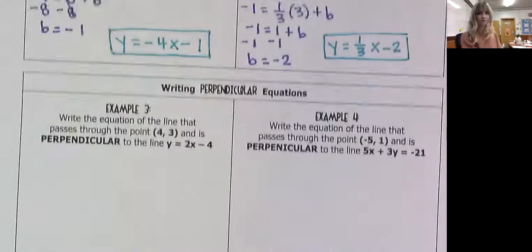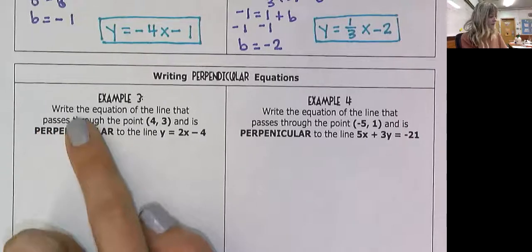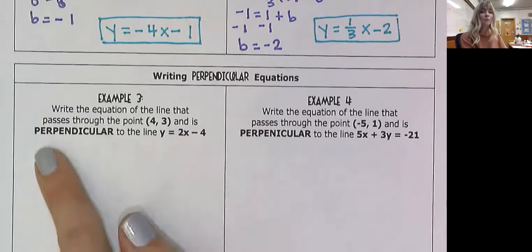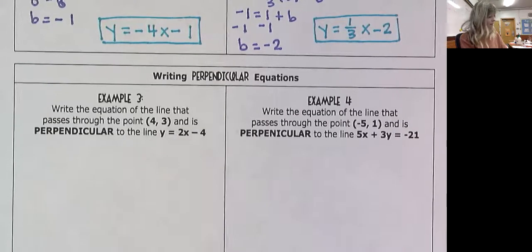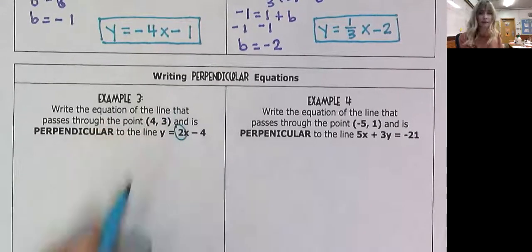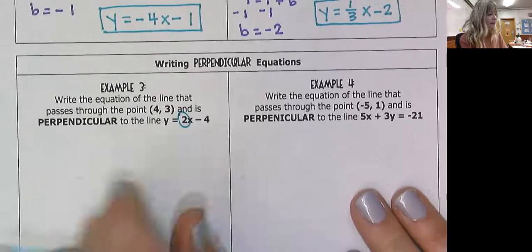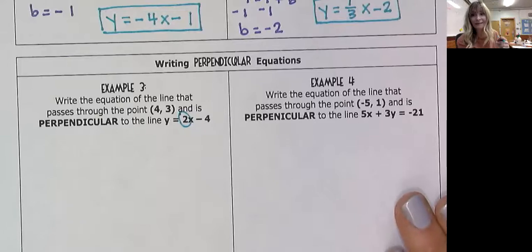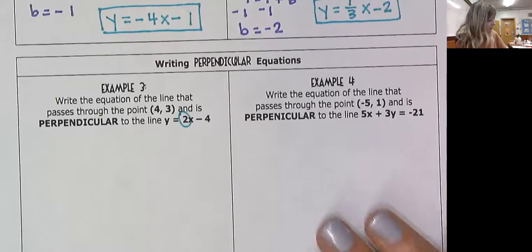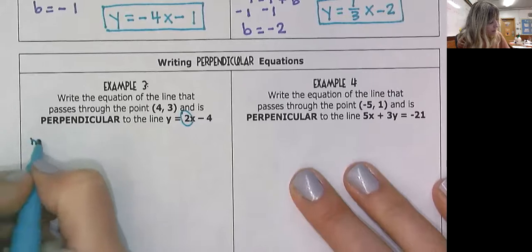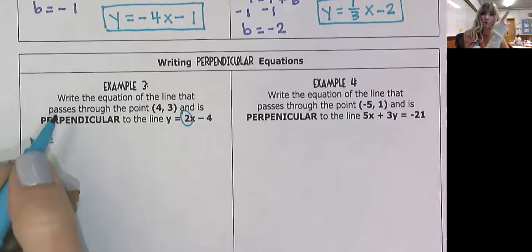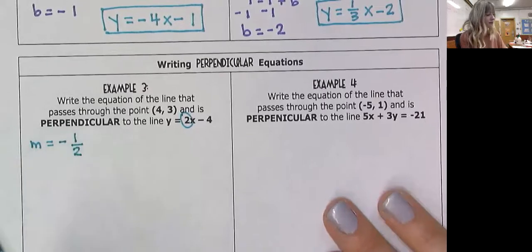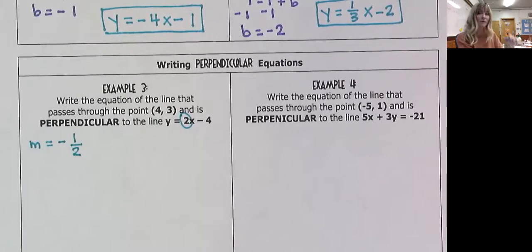So right down here. Write the equation of the line that passes through the point (4, 3) and is perpendicular to this line. So here's the slope right here, because it's already in y equals mx plus b. But is that the slope I want to use? That's what I'd do if it said parallel, but it doesn't. It says perpendicular. So I want to use the negative reciprocal. 2 over 1, flip it over and do the opposite sign. That's negative 1/2. That's the slope I need to use to be perpendicular to this equation.